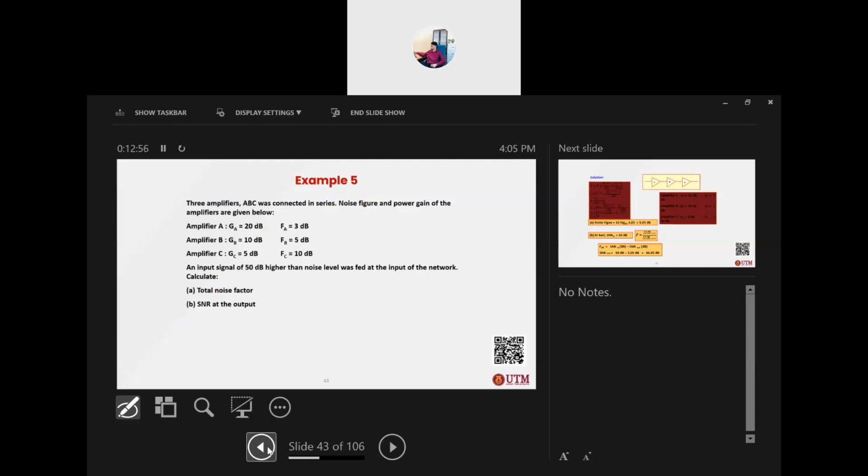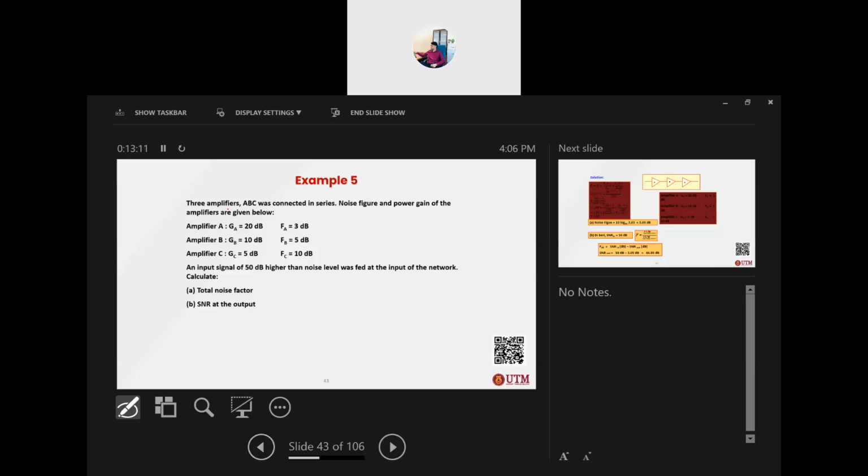Do you have this solution for example 5? Yes or no? Can you respond to me in Webex? Do you have this? No, doctor. Oh, okay. No, good.